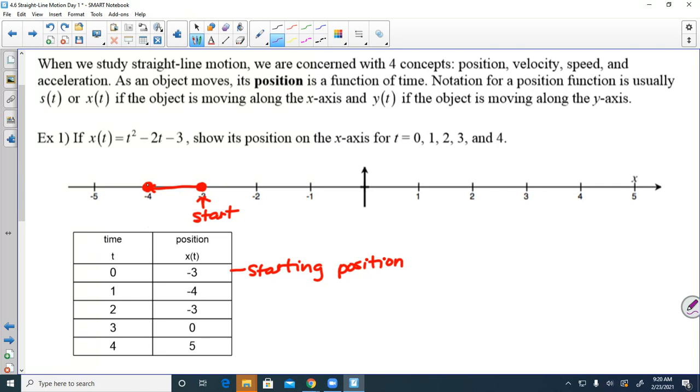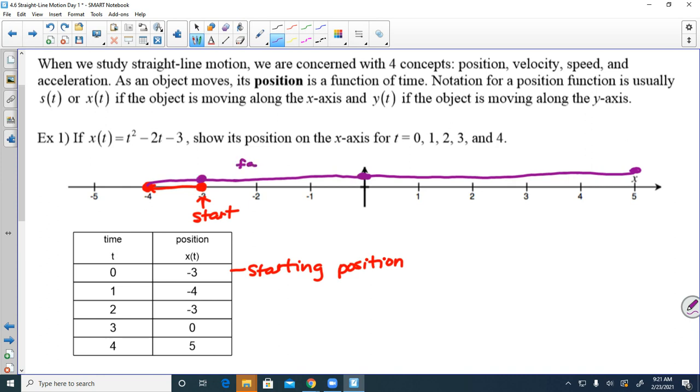So then I would just make this object turn around. It would go here. And then at second 3, it was at 0. Ooh, so it had to go really fast in 1 second to move all that distance. And then at second 4, it's at 5. Ooh, so it went really fast to get to here, because it traveled this far.